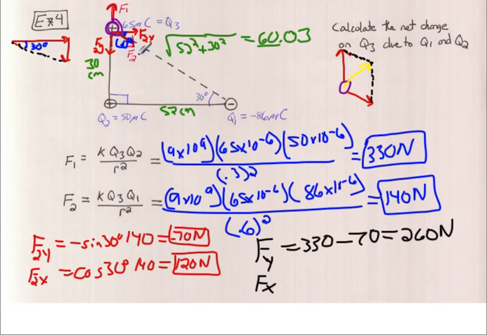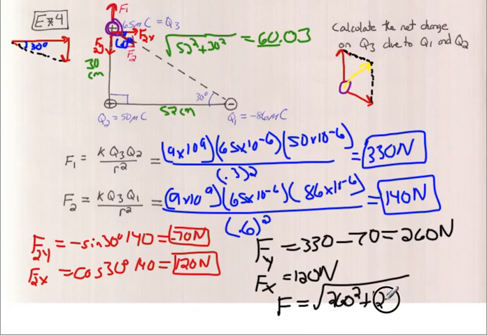And then x, this charge isn't being moved left or right at all by this charge. It was pure y component, right? But it is being moved that way a little bit, so it's just that 120. So there's its components. If we want the vector from its components, remember we just go the Pythagorean theorem. So we go 260 squared and 120 squared, and we get about 290 newtons. So that's the overall magnitude of the resulting force from those two charges on this guy.